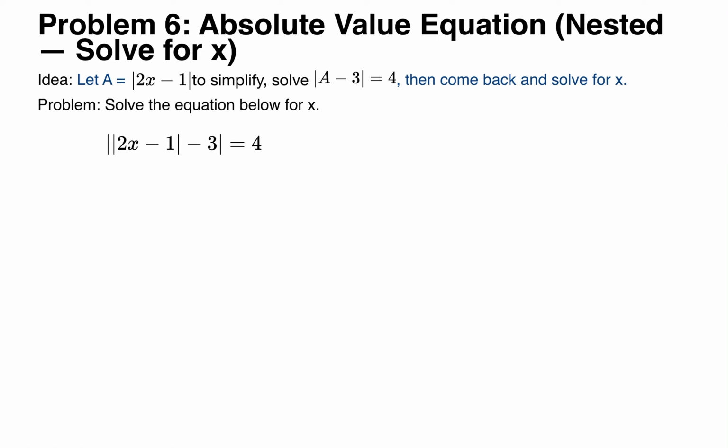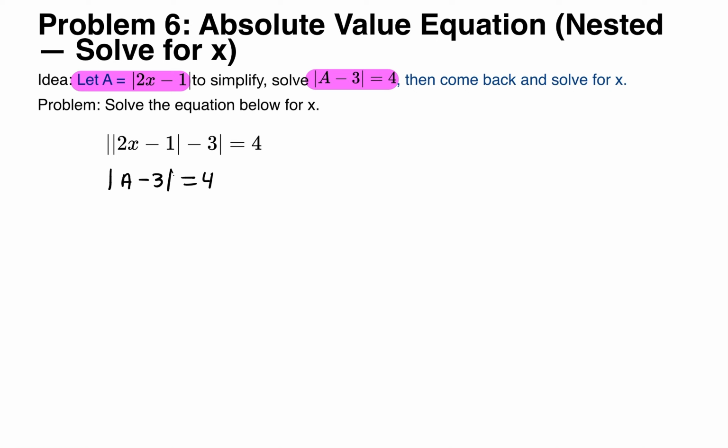Now, what we're going to do is substitute to simplify. We're going to let a equal the absolute value of 2x minus 1, which will turn the equation into the absolute value of a minus 3 equals 4. So this is what the equation turns into.